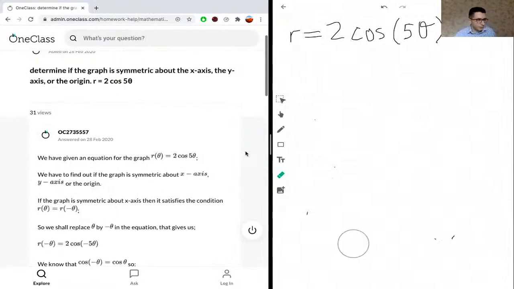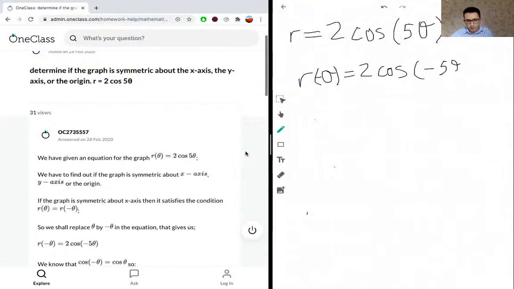Okay, so we'll start off with x-axis symmetry. So if we had r theta, we would just get the above equation. And then if we had negative theta, we would get 2 cos negative 5 theta.